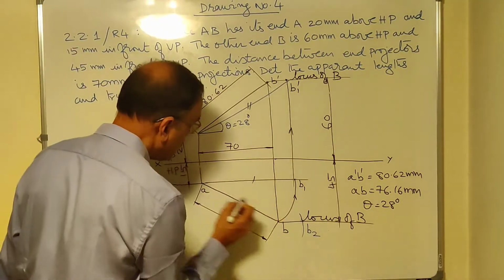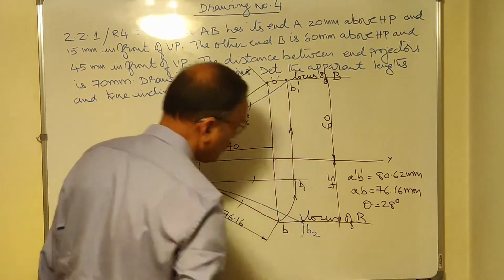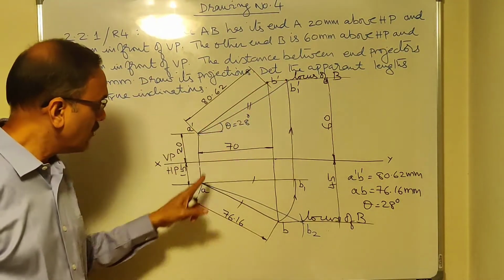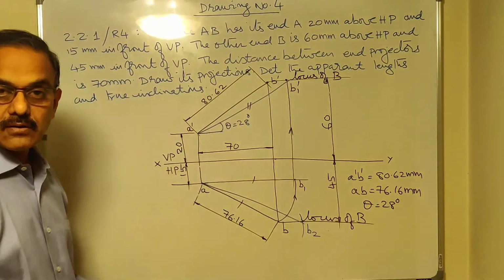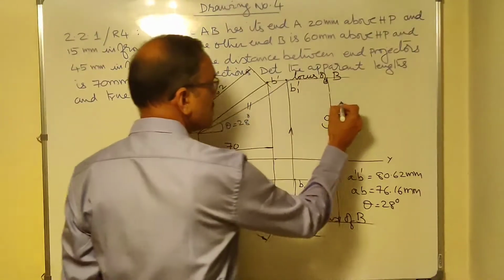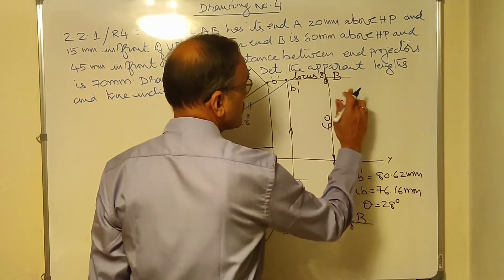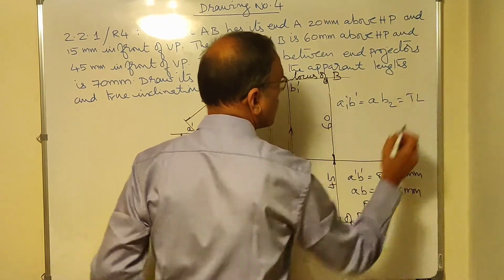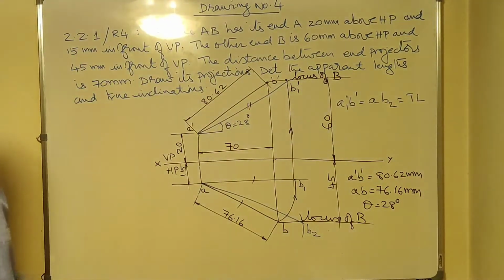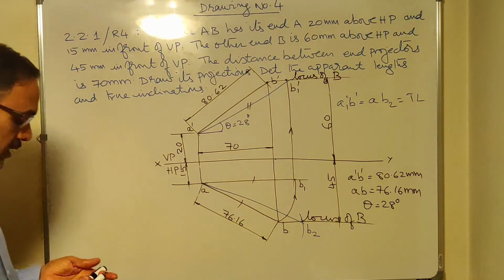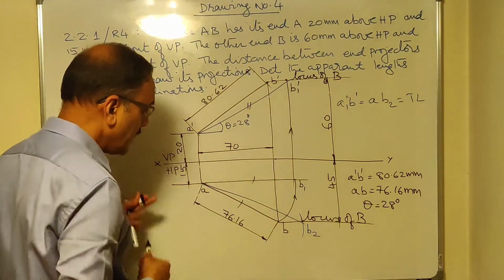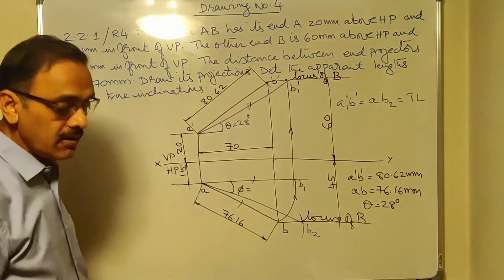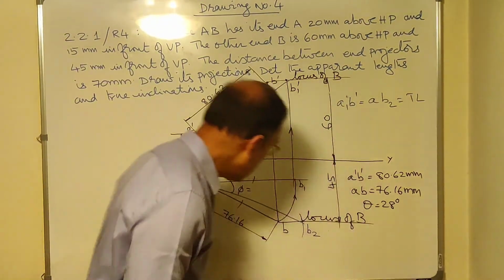If you connect A with B2, you get the true length again here. So A dash B1 dash is equal to A B2. That's important. Let me repeat again. A dash B1 dash is equal to A B2, which is nothing but true length. But you are not asked to measure the true length, you are asked to measure the true angle. So this angle has to be measured, phi. Inclination of the line with VP is called phi, and that should come to 20 degrees.